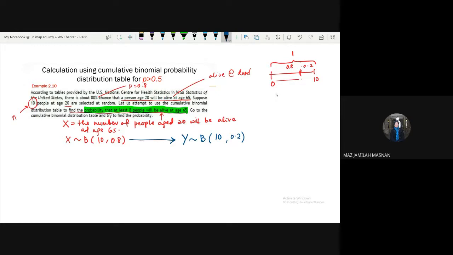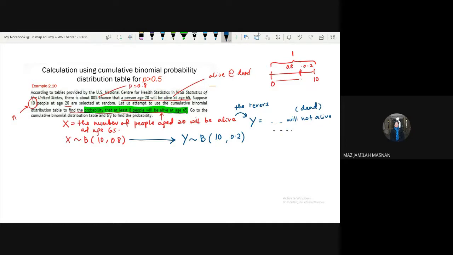In terms of what y is, if you look on page 53, y is the number of people age 20 who will be dead, or you can say will not be alive at age 65, the reverse of this one. So y is the reverse: will not be alive, or just simply say dead.